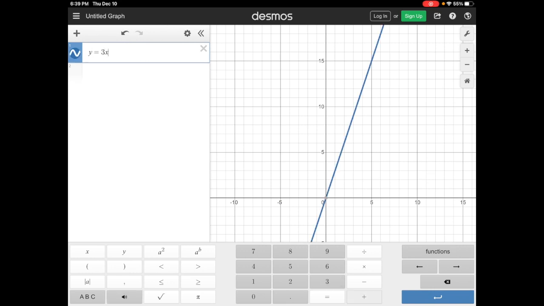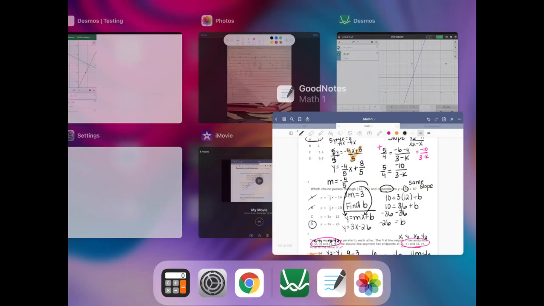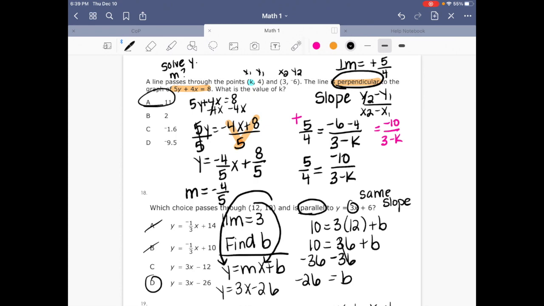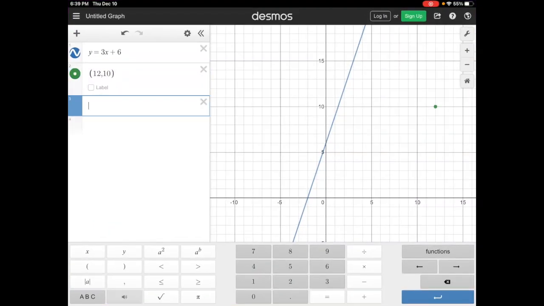So I could say y equals 3x plus 6, and it has to go to the point (12, 10). Let me make sure I got those numbers right. We already decided it couldn't be the other, so we have y equals 3x minus 26. Now we can see that it goes through.